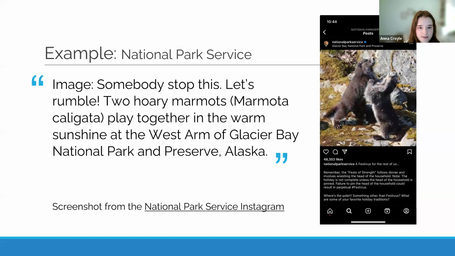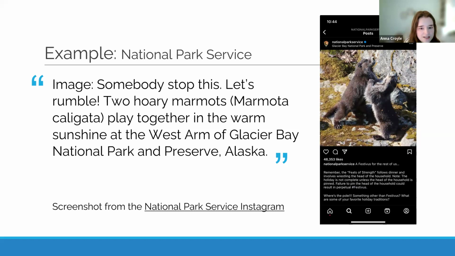Okay. And then this is an example I really like in the wild. So this is from the National Park Service Instagram. They have an image of two marmots tussling. And the image description they have is: "Image: somebody stop this, let's rumble. Two hoary marmots, Marmota caligata, play together in the warm sunshine at the west arm of Glacier Bay National Park and Preserve, Alaska." So I really like this for a lot of reasons.